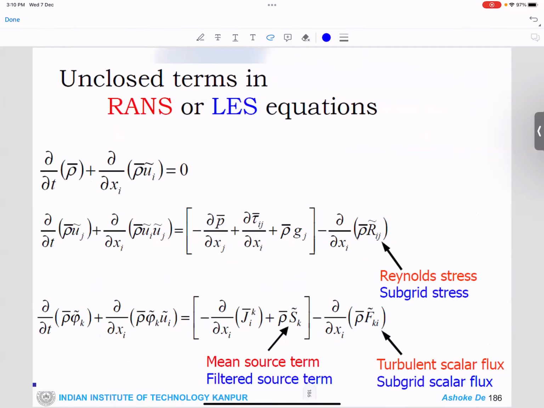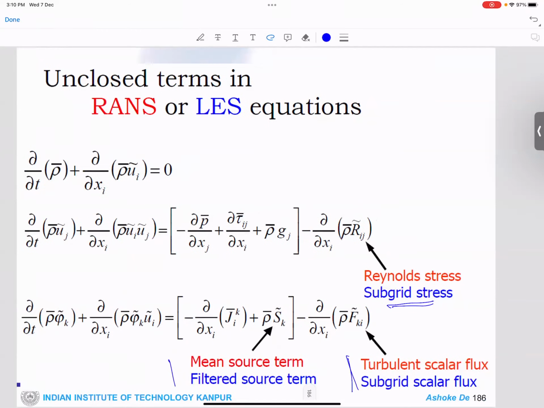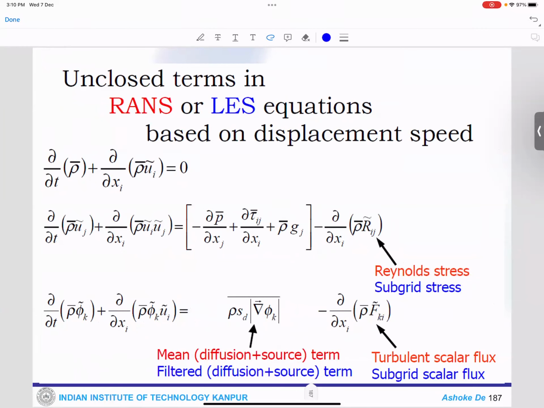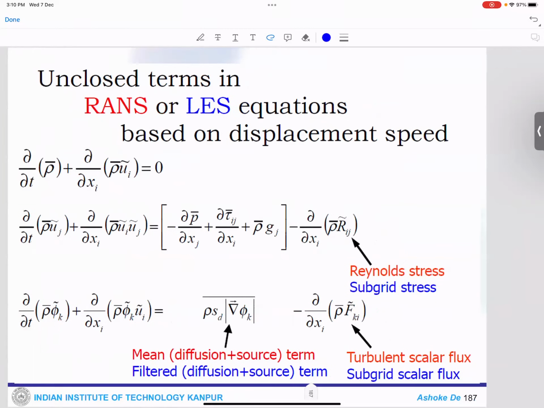If you look at the governing equations, which are the mass, momentum, energy, and scalar transport equations, the unclosed terms are these. There would be three terms. One would be the reaction source term, one would be the Reynolds stress term in the momentum equation, and you'll have the turbulent scalar flux term. All these unclosed terms need to be closed. Now, for each of these terms, we can see how we can close them using our displacement speed or the laminar flame speed.